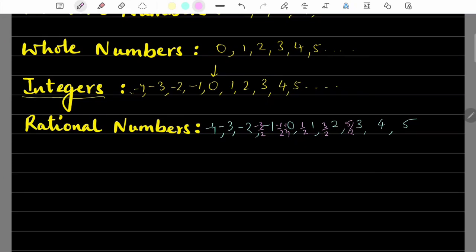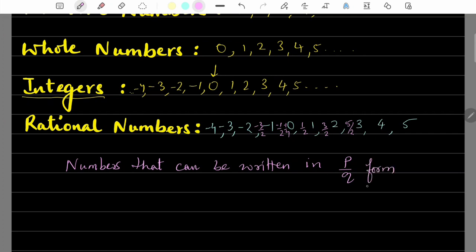So these are numbers that can be written in P/Q form. P/Q form is something over something, where Q is not equal to 0. We cannot have the denominator as 0, right? So for example, we can have 1/2. So P is 1 and Q is 2.